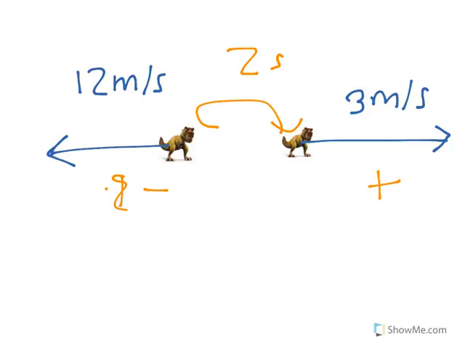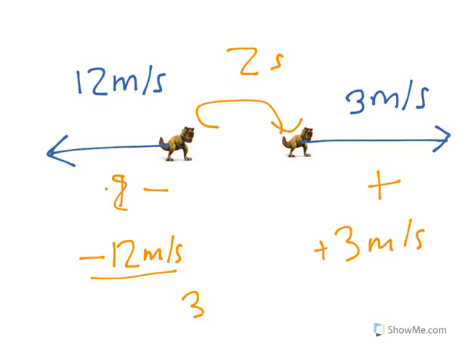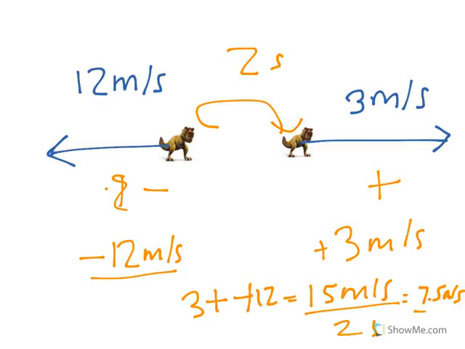Let's see. His initial velocity is 12 meters per second, but in the negative direction. So let's say negative 12 meters per second. His final velocity is 3 meters per second in the positive direction. So his final velocity minus his initial velocity, negative 12 meters per second, actually is an addition problem, so we get 15 meters per second. Then we have to divide by the change in time, 2 seconds. So we get 7.5 meters per second squared.